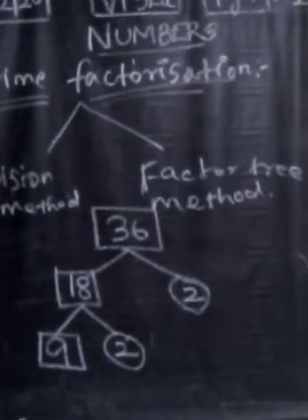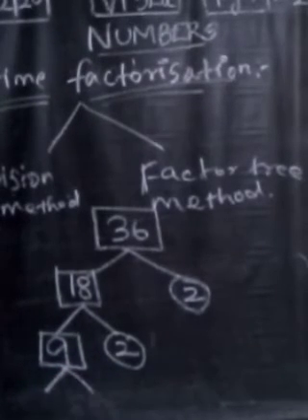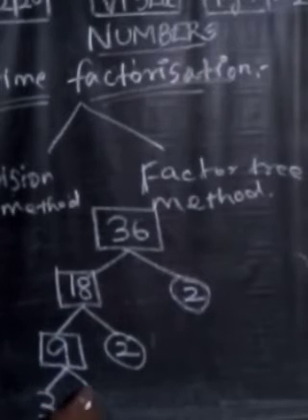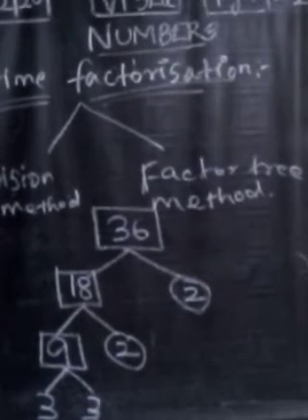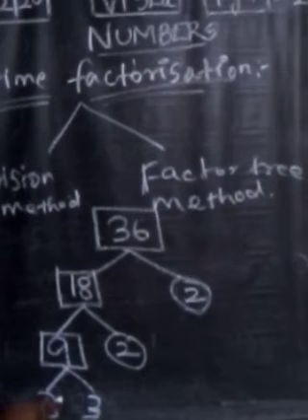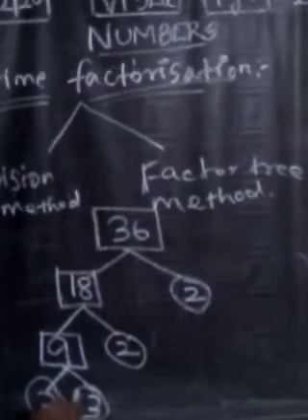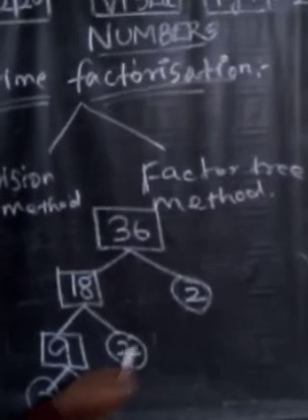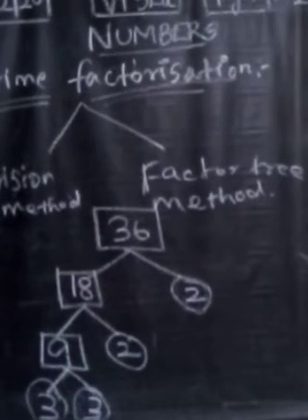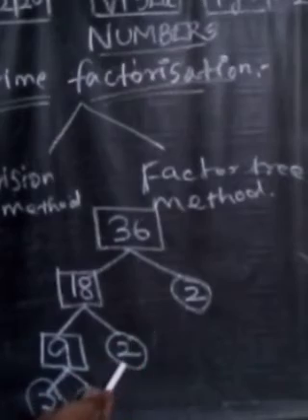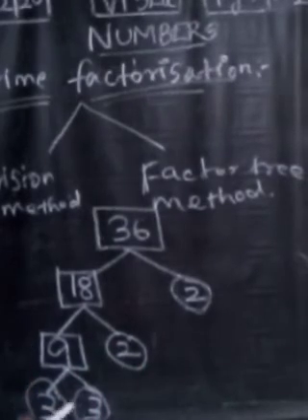9 is the composite number. So 3 threes are 9. Here 3 is the prime number. Okay, 3 is the prime number. So circle all the prime numbers. So the prime factorization of 36 is equal to 2 into 2 into 3 into 3.